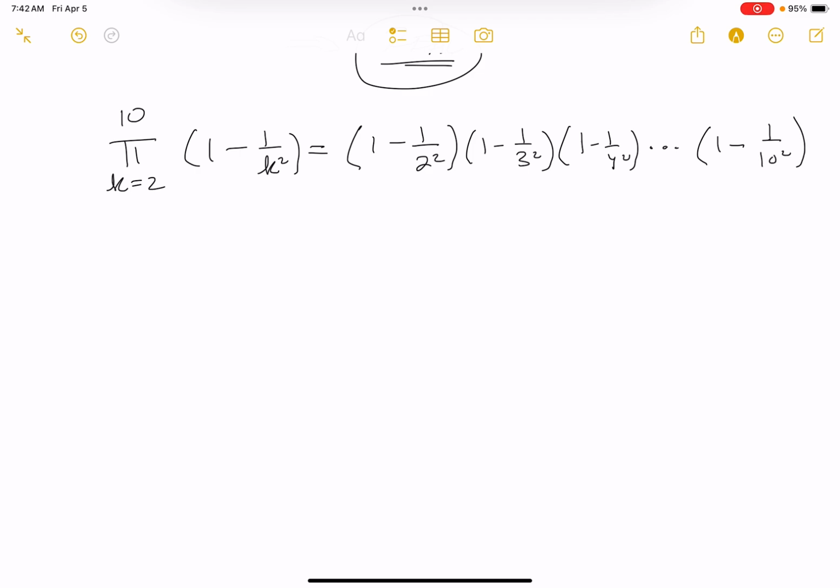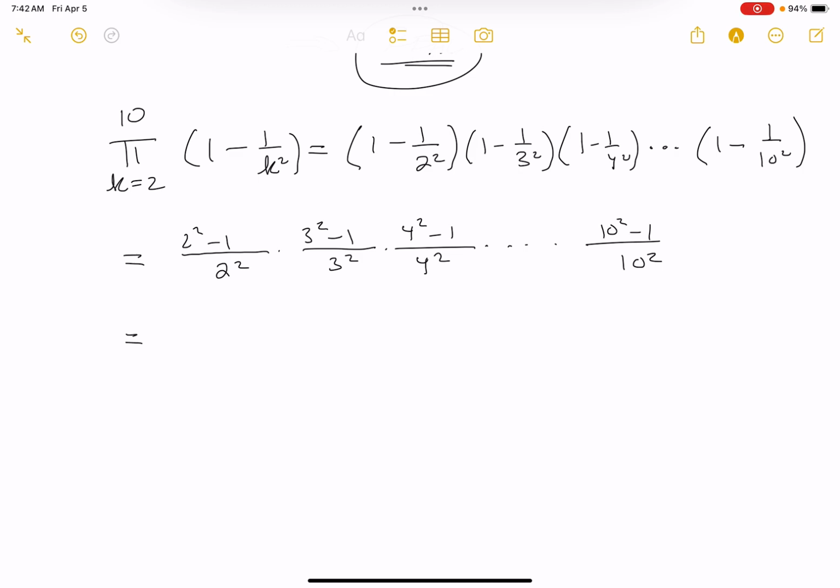All right, now I'm looking at that, and I'm certainly not going to compute each number separately, but I want to see if there's a pattern to it. I'm going to say 2 squared, 3 squared, 4 squared, and so on, up to 10 squared. Now what goes in the numerator? 2 squared minus 1, 3 squared minus 1, 4 squared minus 1, and then 10 squared minus 1.